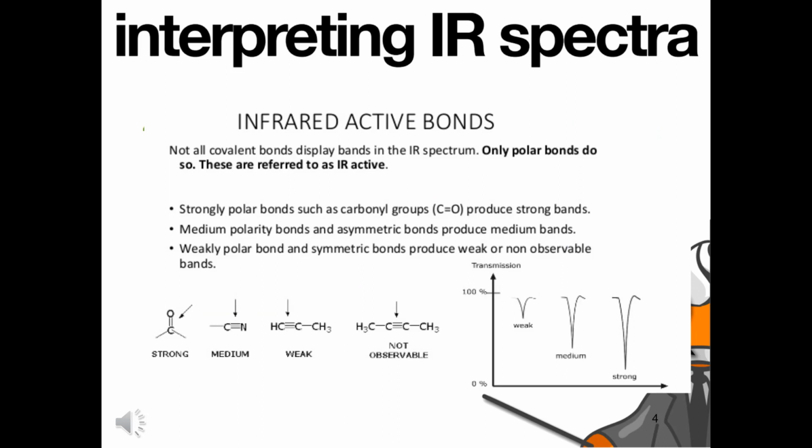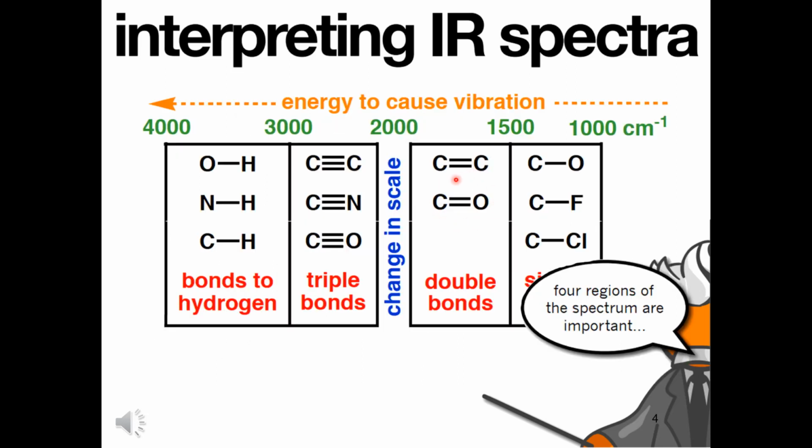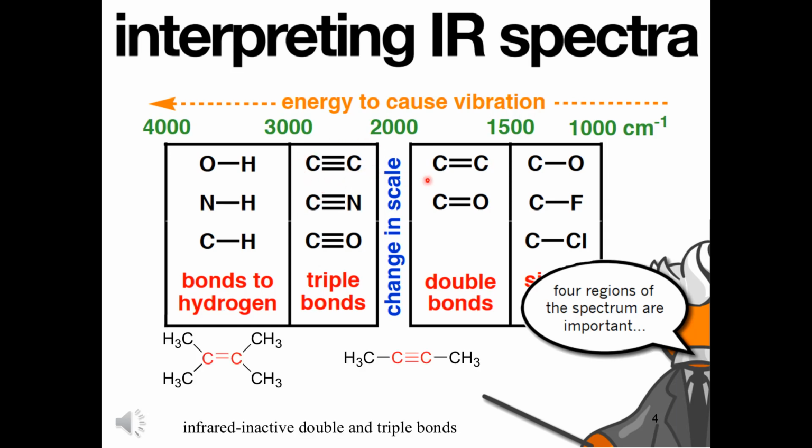The intensity of the band, that's the strong, medium or weak absorbance, will depend on the magnitude of the dipole moment associated with the bond in question. So a strongly polar bond like the carbonyl groups produce strong bands. Medium polarity bonds and asymmetric bonds will also produce medium bands, and weakly polar bonds or symmetric bonds produce either weak bands or they don't produce any bands at all, i.e. they're non-observable.